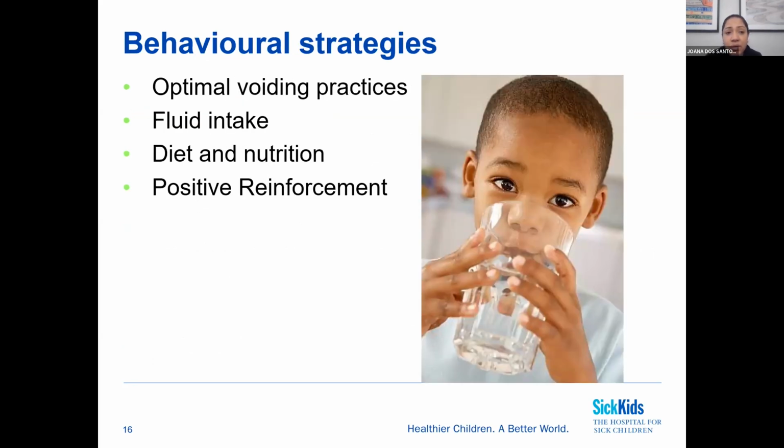Behavioral strategies include optimal voiding practices during the day, so timed voiding every 2 hours. The food intake should be appropriate for the child's age and weight. However, 80% of this food intake should be taken up to 4 p.m., 20% after 4 p.m., no fluids 2 hours before bed. Diet and nutrition to avoid constipation, and positive reinforcement for things that the child has control over. So positive reinforcement if they pee before going to bed, if they're doing their peeing every 2 hours, but not positive reinforcement for dry nights because they have no control over it.